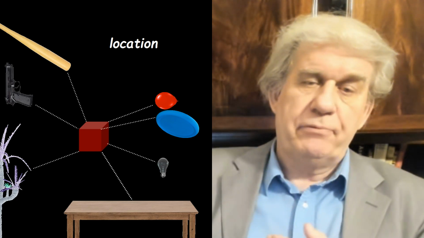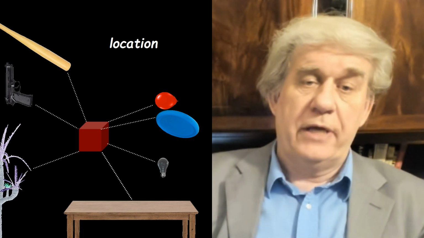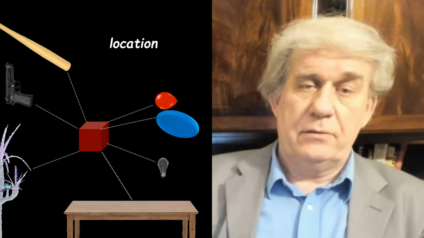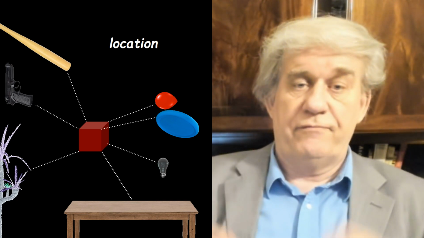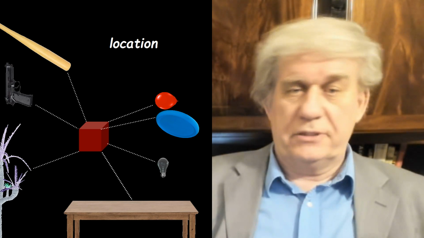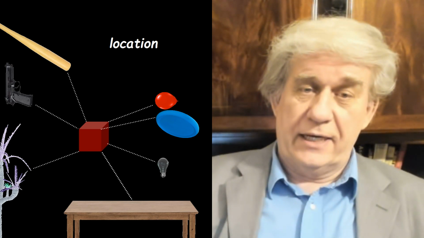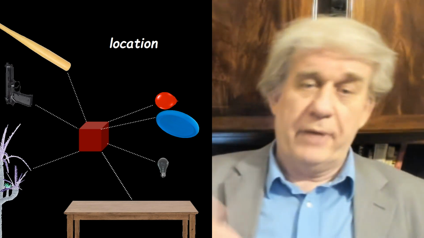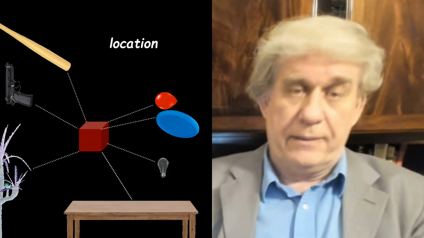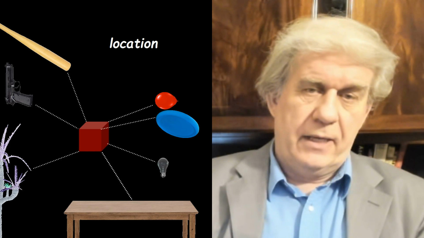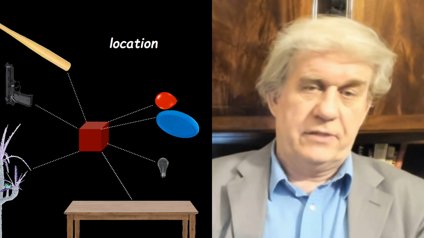Okay, what's location? Well, location is the set of distances. You have separation from one object to another, and one object has separation from every object in the universe. You can take, for example, an atom and say, well, this atom has separation from every object in the universe, from every atom in the universe, okay? And so that's the location of that object.